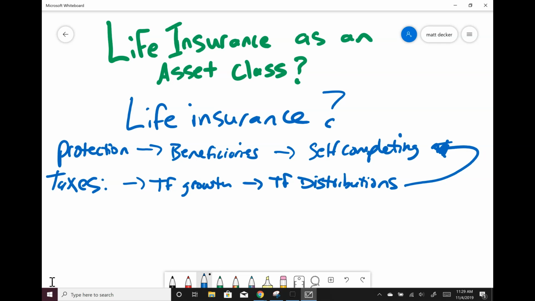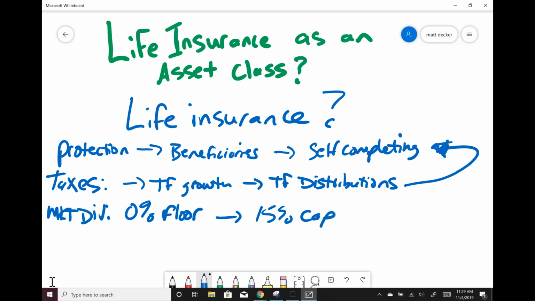The next one is going to be market diversification. We already touched on this a little bit, but to expand a little bit further, these policies, most of them, if done the right way and if you're choosing the right one, are going to come with a 0% floor, meaning the worst that you can do in any given year is going to be 0%. So if the market's down 10 or 20, your life insurance policy is going to get 0. And at the same time, for that 0% floor, you're trading off on some of the upside. So there might be something like a 15% cap on the upside. So you're never going to get more than 15, but you're never going to get less than 0.